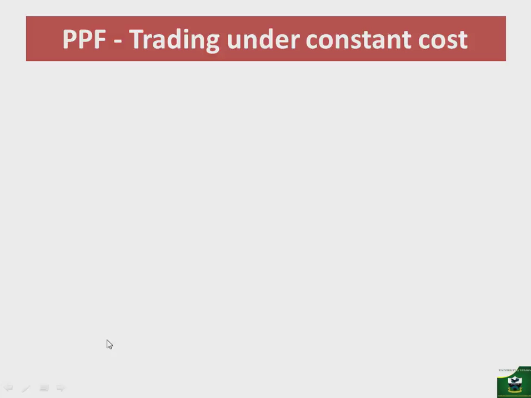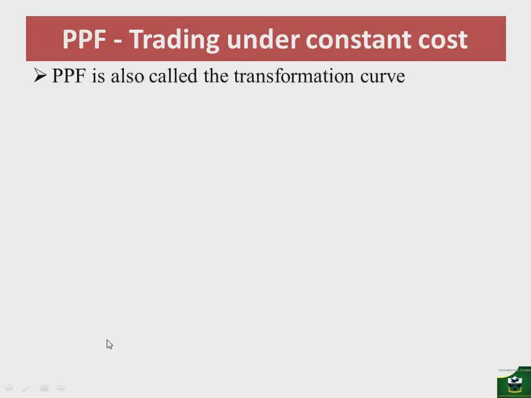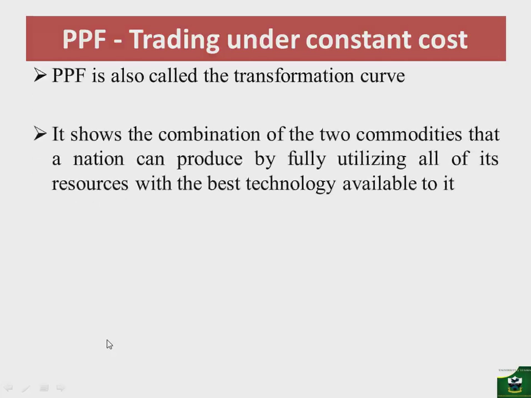So let's look at the production possibility frontier, which is also the transformation curve, and this is the locus of points that shows the combination of two commodities that a nation can produce by fully utilizing all of its resources with the best technology available to it.